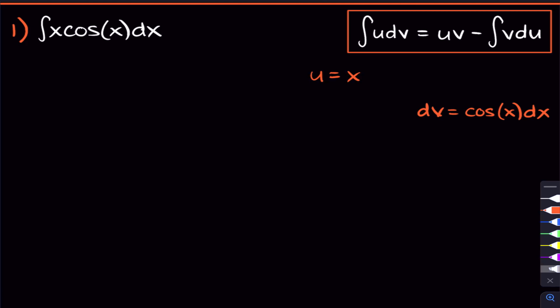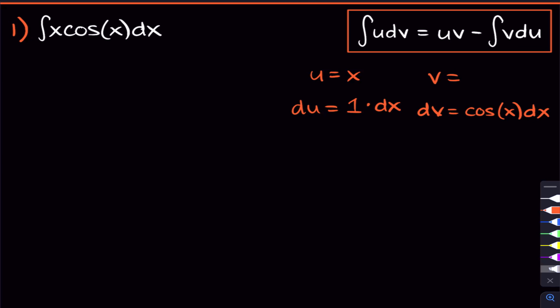And that'll help you sort out how to pick the right u in the first place. So like I said here, u is x, and dv is cosine of x dx. And for us to be able to use this equation, we have to find our other pieces, that being du and v. Now since u is equal to x, du is going to be the derivative of x, which is 1, times dx. And then v is the integral of dv.